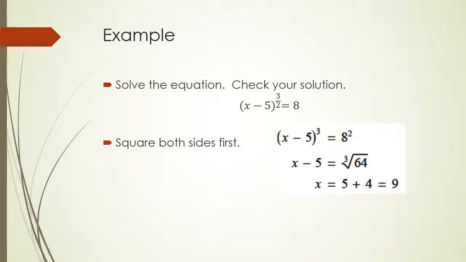Okay, so what we want to do is eliminate the 3/2 power. Well, remember, when you raise a power to a power, you multiply the powers together. So if we square both sides, we're going to have to multiply 3/2 times 2, which eliminates the denominator and gives us x minus 5 to the third. And that equals 8 squared, or 64. Then we can take the cube root to get rid of the third power. So we have x minus 5 equals the cube root of 64. Well, the cube root of 64 is 4. Add 5 to both sides. 5 plus 4 is 9.